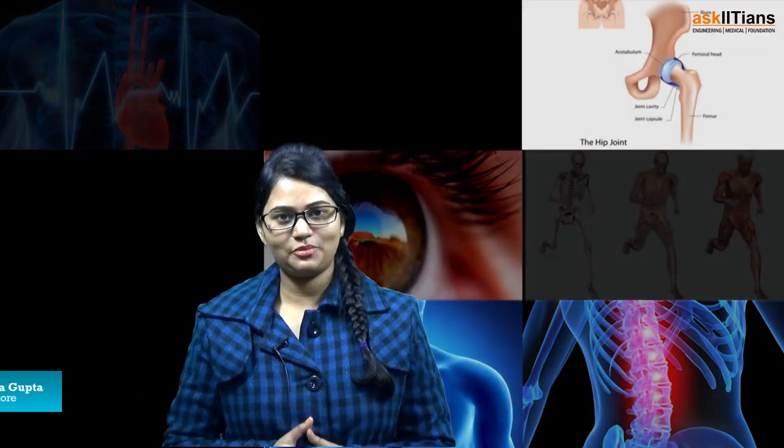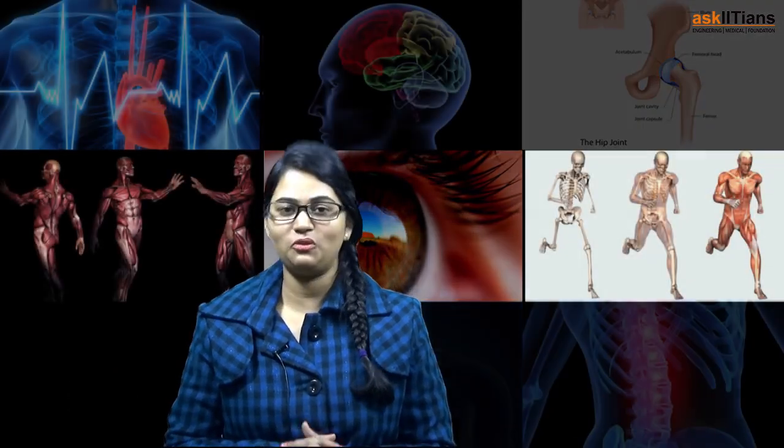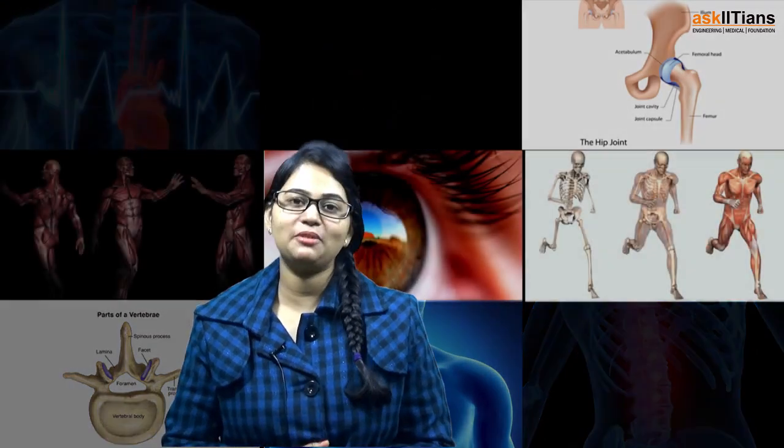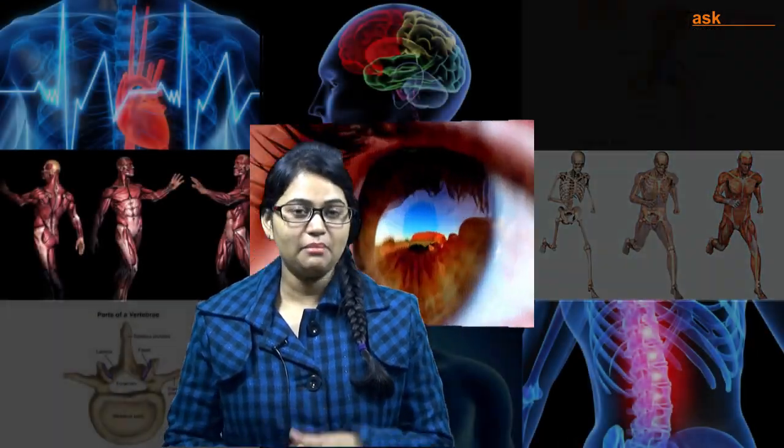Students, this is part 8 on the chapter Locomotion and Movement. We are undergoing the topic vertebral column. In my previous lecture, I discussed the two types of vertebral column, the cervical one and the thoracic one. Now we will be undergoing the rest of the three columns. So let's have a look into the video.